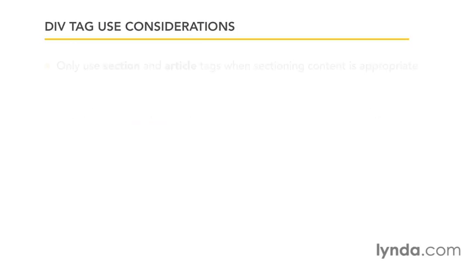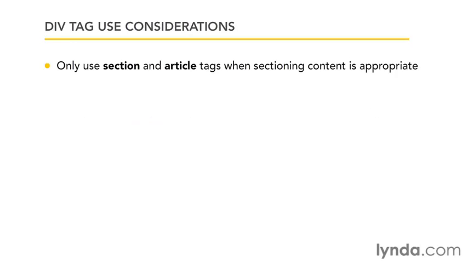Only use section tags and article tags when you want to create a new titled section in your document. If you skipped the movie on the outline algorithm, be sure to go back and watch it. Every time you use a section or article tag, you create a new titled element in your document outline. If the section of content you're creating doesn't warrant this level of specificity, consider using a div.